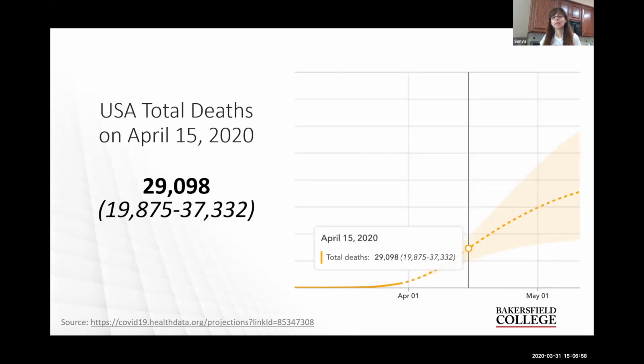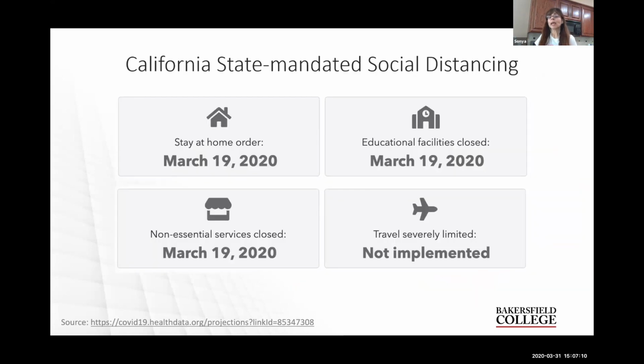Moving to the next slide. And then if you were to zoom in on April 15th, you can see again the total number of deaths projected by this model. Now I'm going to go ahead and move through the remaining slides where the same set of slides are focused on California.